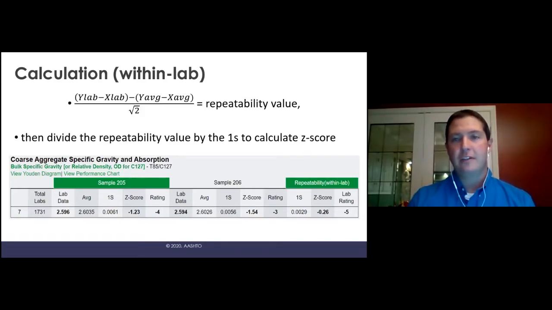So once we assign that value, then we go back through the statistics that we went through with the between lab, and we'll calculate what the standard deviation is for all those data points, what the z-score is, and what the rating is.